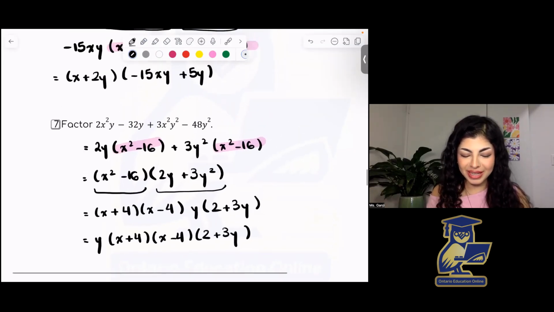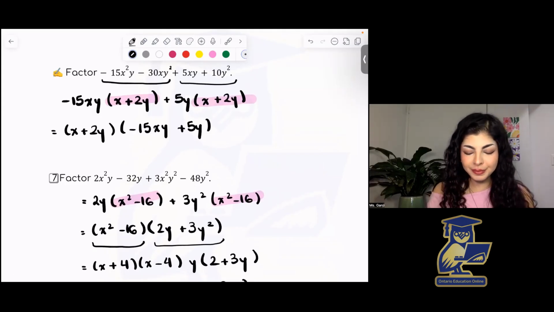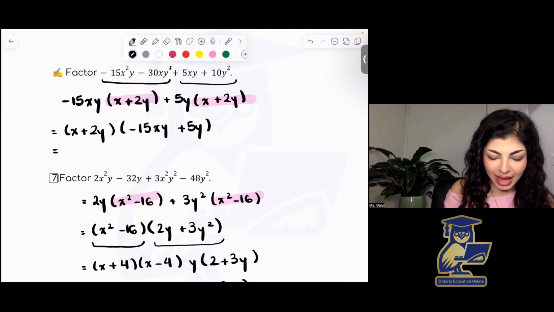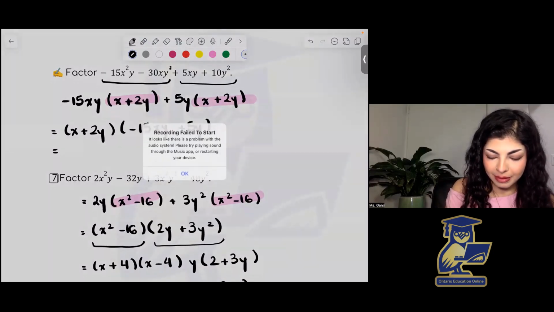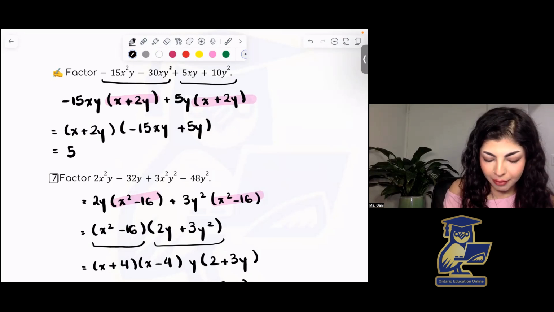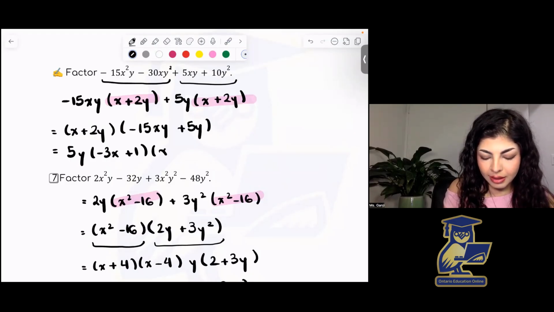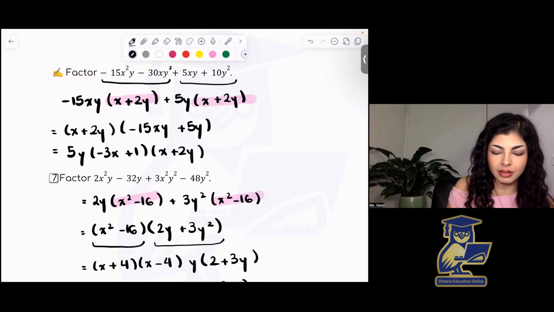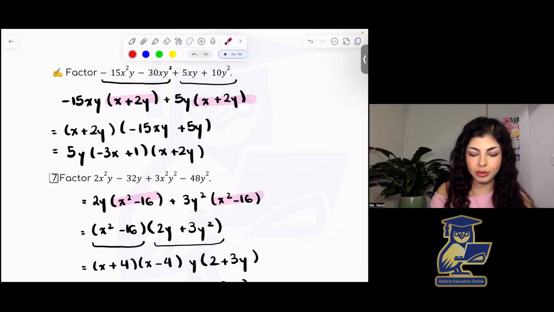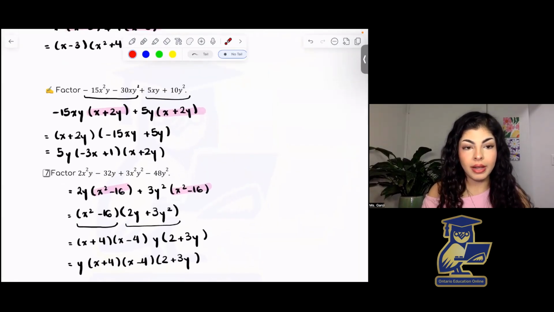So now, look at this question one more time at the top. Is there anything else we can factor here? So you should see that the second bracket has a common factor, and it would be 5y. And if we factor that out, we get -3x plus 1. And that first bracket, I'm just going to leave it as it was. X plus 2y, x plus 2y. I can't factor that one out anymore. And so that would be our final answer.